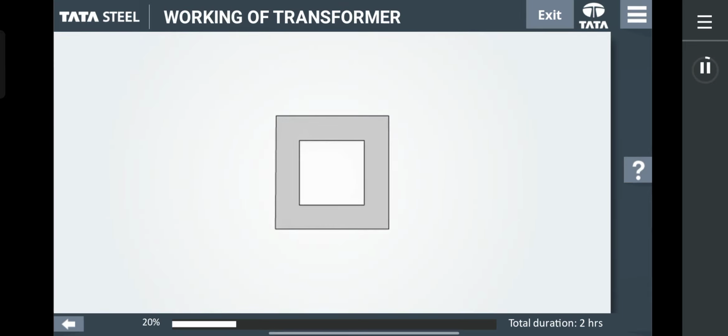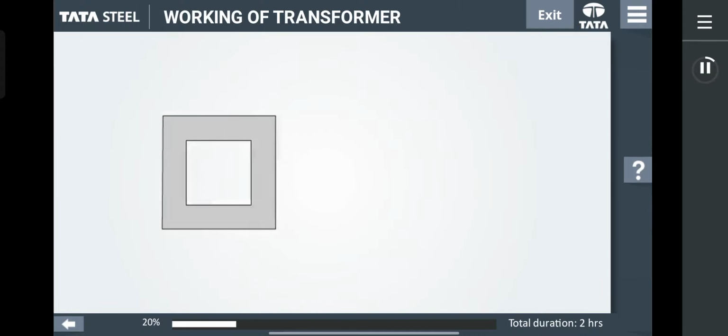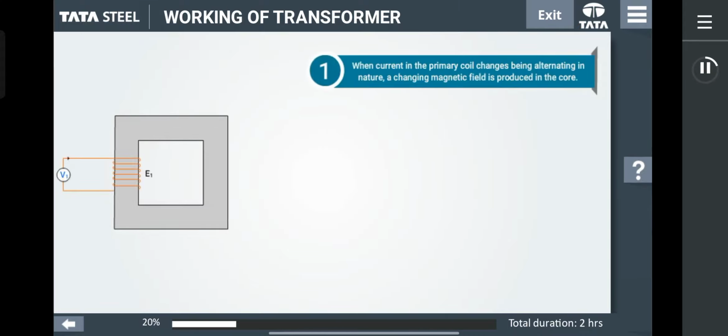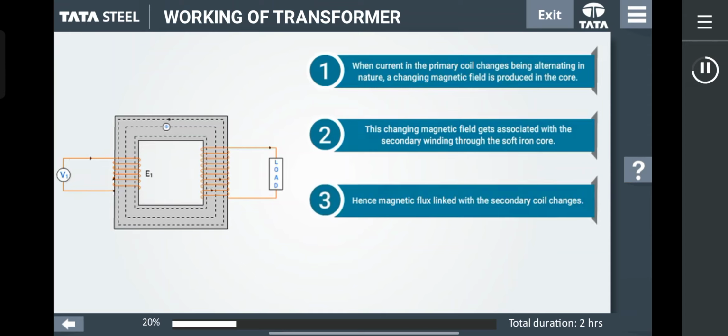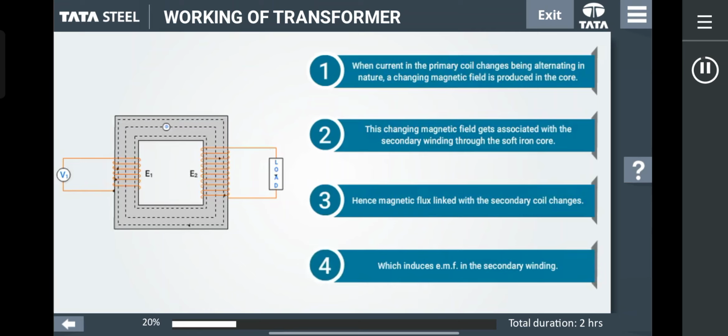Now, let's look at the working of a transformer. 1. When current in the primary coil changes, being alternating in nature, a changing magnetic field is produced in the core. 2. This changing magnetic field gets associated with the secondary winding through the soft iron core. 3. Hence magnetic flux linked with the secondary coil changes. 4. Which induces EMF in the secondary winding.